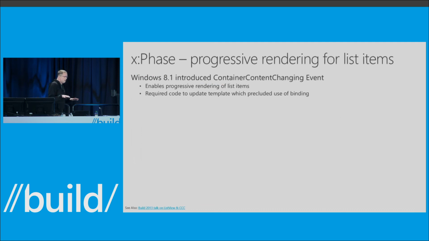So far what we've talked about is functionality that brings us up to parity between xbind and what I can do in classic binding. But we wanted to go further than that. And so the first thing I want to talk about is x:Phase.